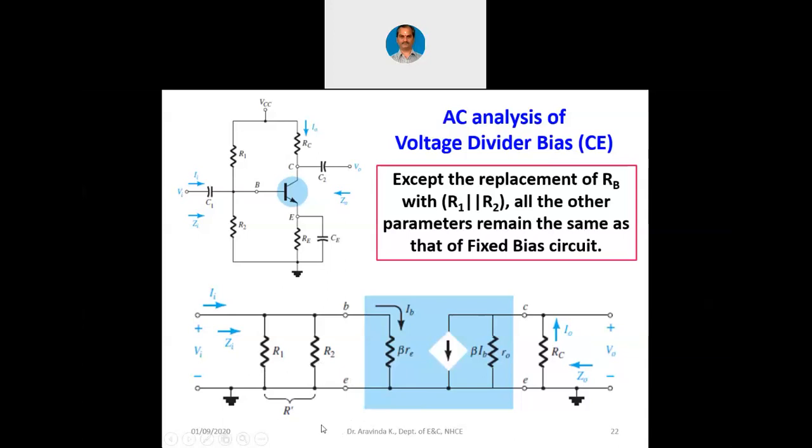So except for this R1 and R2 that is in parallel, all other things are the same as that of the base bias circuit. Now based on this, we can easily write the expressions for the input impedance, output impedance and the voltage gain. The input impedance is nothing but R1 parallel with R2 parallel with beta into re. The output impedance is nothing but RC parallel with R0. And the voltage gain is nothing but V0 divided by Vi. So that we will see in the next slide.